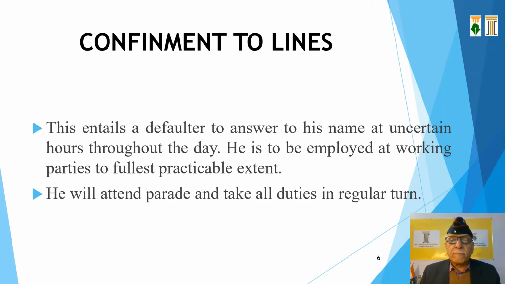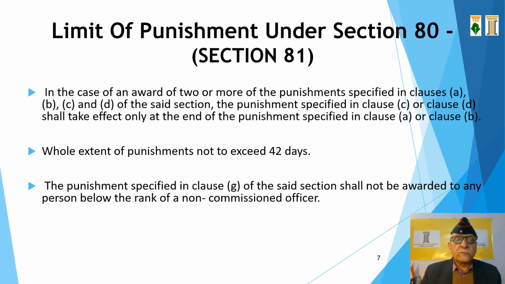One of the punishments was confinement to lines. Now, this is distinct from rigorous or simple imprisonment or detention. Confinement to lines, as the term indicates, means the person is expected to remain within the lines, the residential area of the troops, and at unspecified times he is told to report to his superior. For example, his superior may say that you will report to me at an interval of every 3 hours or every 2 hours, and he can be employed for the normal errands, that is, the working parties, to the fullest practicable extent, and other than that he is supposed to attend all parades and duties which are performed by the regular soldiers.